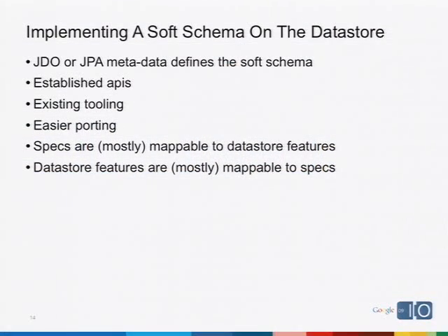The other great thing that we get from this, beyond the soft schema, is we get to write our persistence code using established Java APIs. And there's huge value in this. If you already know how to use JDO and JPA, and you understand what the interfaces are, that's one less thing for you to learn when you're trying to build an application on App Engine. That's hugely valuable.